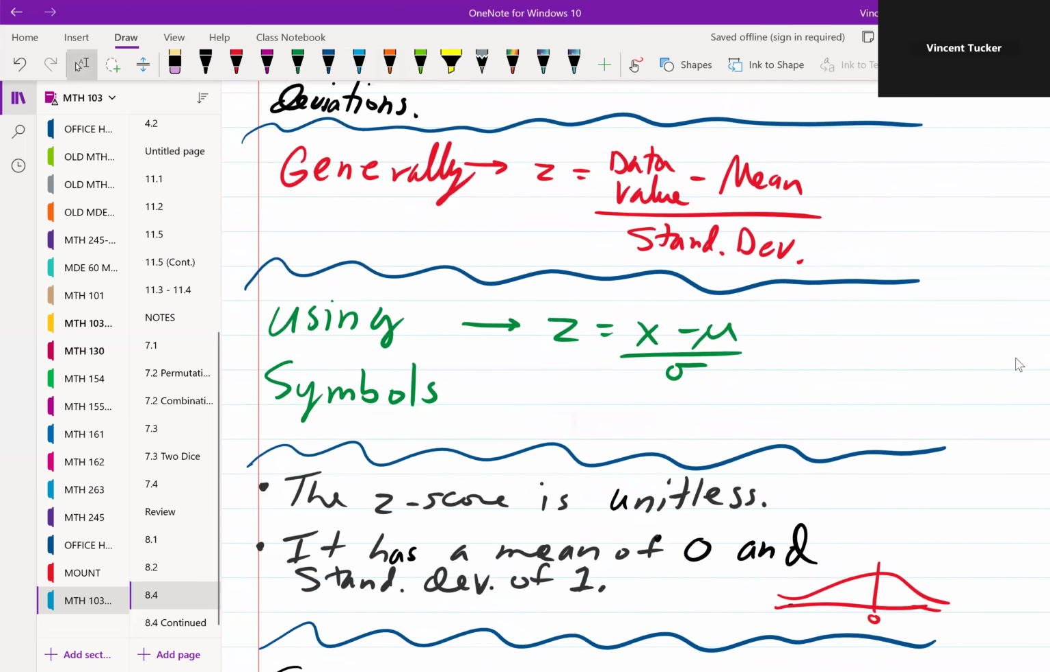A few other statements about your Z-score. Your Z-score is unitless and has a mean of 0 and a standard deviation of 1. And that'll make more sense when we look at our Z-score chart.